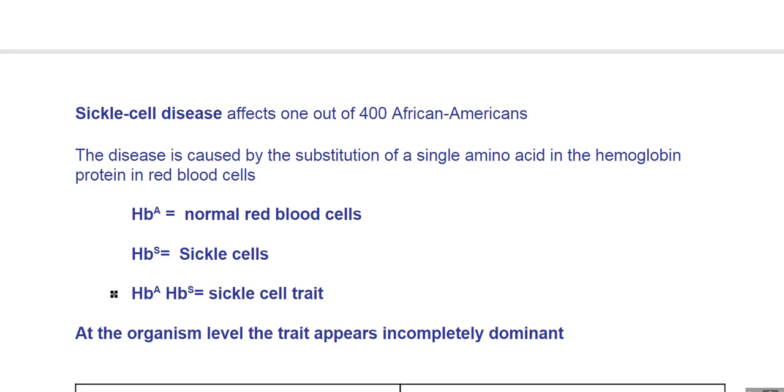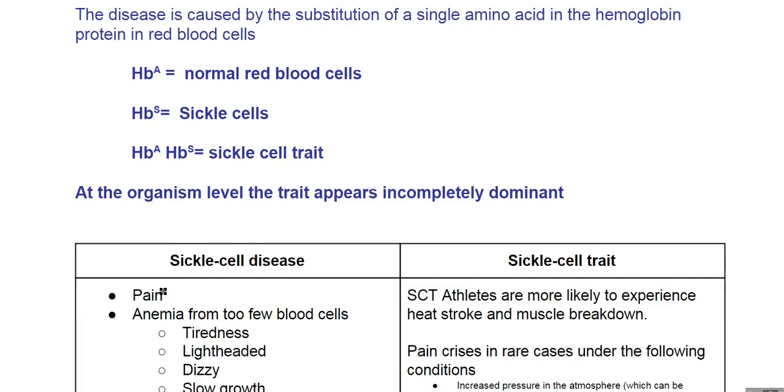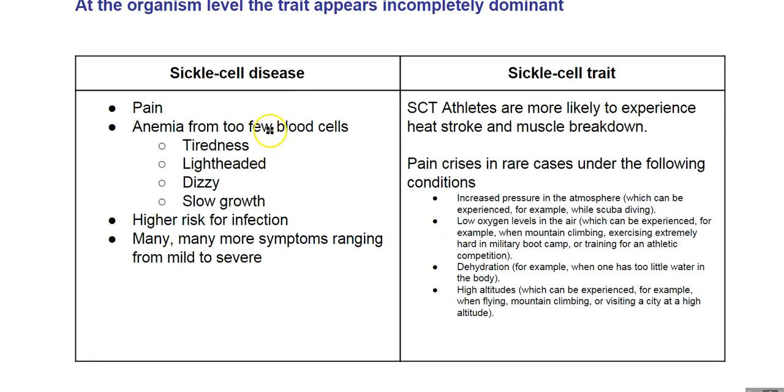So if we're looking at the organism, at the human being, someone who is homozygous for HbA will have all normal traits. Someone who has HbS and is homozygous for HbS will have sickle cell disease. But then if we look at the heterozygote, it seems to be an intermediate phenotype, because if you have sickle cell disease, you have many symptoms like pain, anemia, and that anemia is from having too few blood cells, which means that you don't transport oxygen appropriately, meaning that you're tired and dizzy and lightheaded, and affects growth and infection and many, many other symptoms that range from mild to very severe symptoms. That's if you're homozygous for HbS.